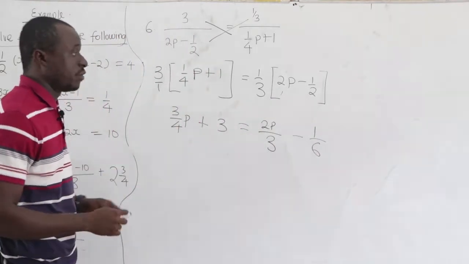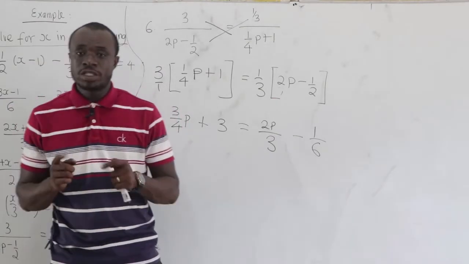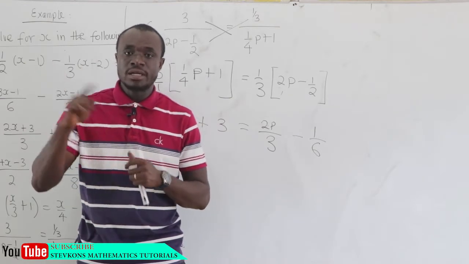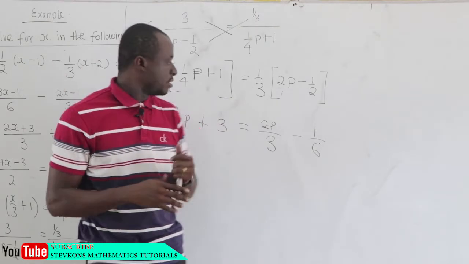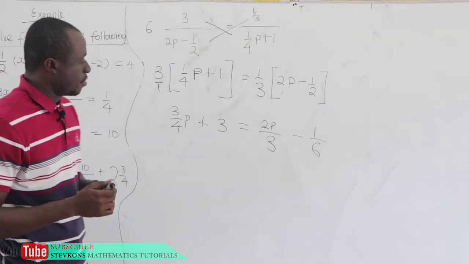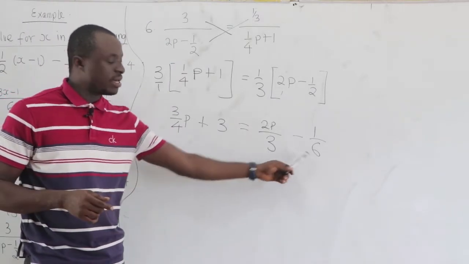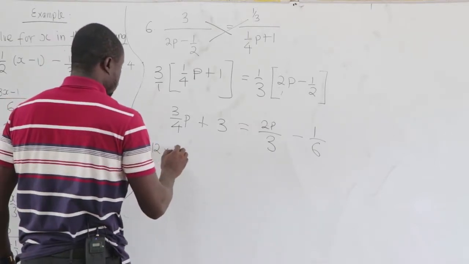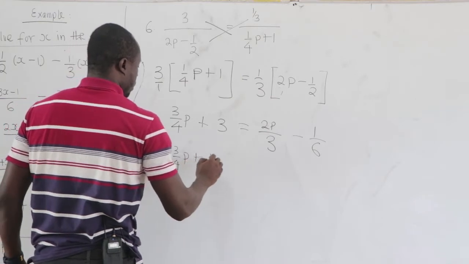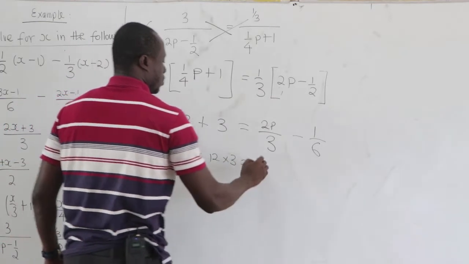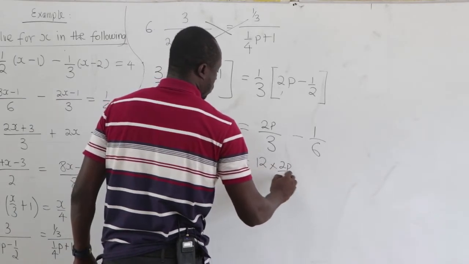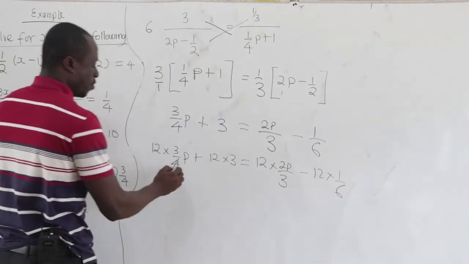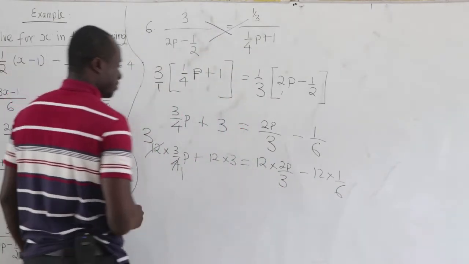We have to be very, very careful. We have to know whenever you are multiplying two rational numbers, you have a over b times c over d, then numerator times numerator, denominator times denominator. So that's what we have done. Now from here, what is the LCM? We have 4, 3, and 6. Clearly the LCM is 12. So you multiply 12 by each term. So 12 times 3 over 4p plus 12 times 3 equal to 12 times 2p all over 3 minus 12 times 1 over 6. Now 4 will go into itself 1, 4 will go into 12 3 times.